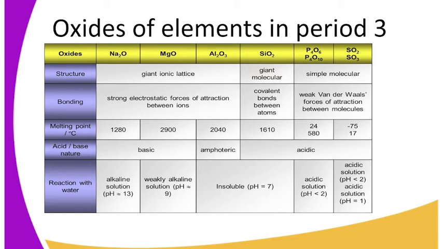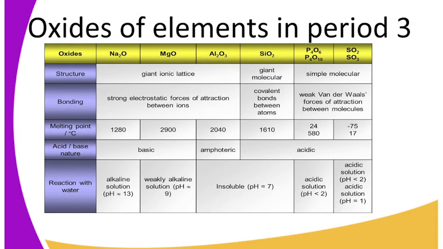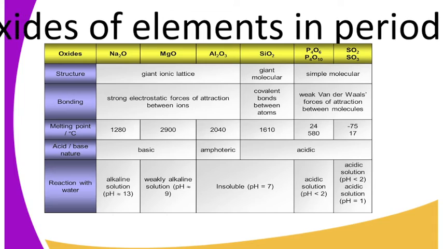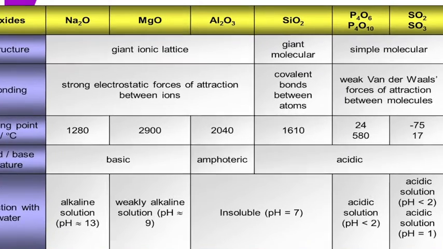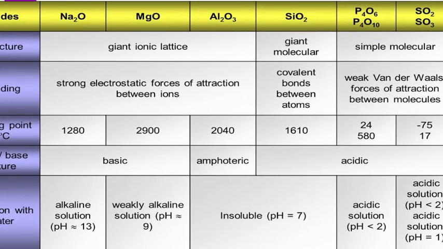Their structure. Between sodium and silicon, we have a giant ionic structure. And between phosphorus and chlorine, we have a molecular structure. The type of bonding. We have an ionic bond between sodium and aluminium. And between silicon and chlorine, we have covalent bonds.